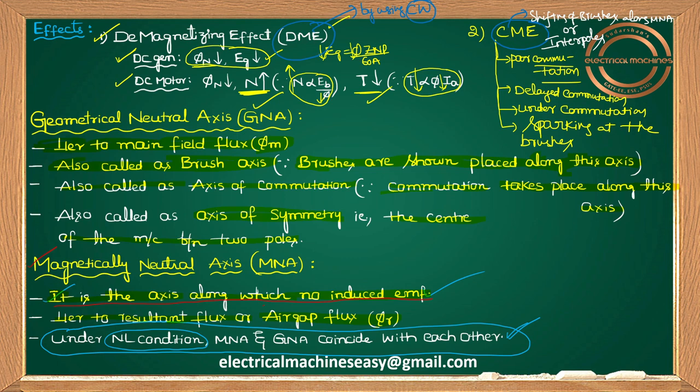So, in the next video, I'll be discussing how we have to reduce cross magnetizing effect by shifting brushes along MNA. That I'll be seeing in the next video. Okay guys, and compensating winding, interpoles and the commutation process, all those things also we'll see, but slowly one by one we'll see. Okay guys, thank you.